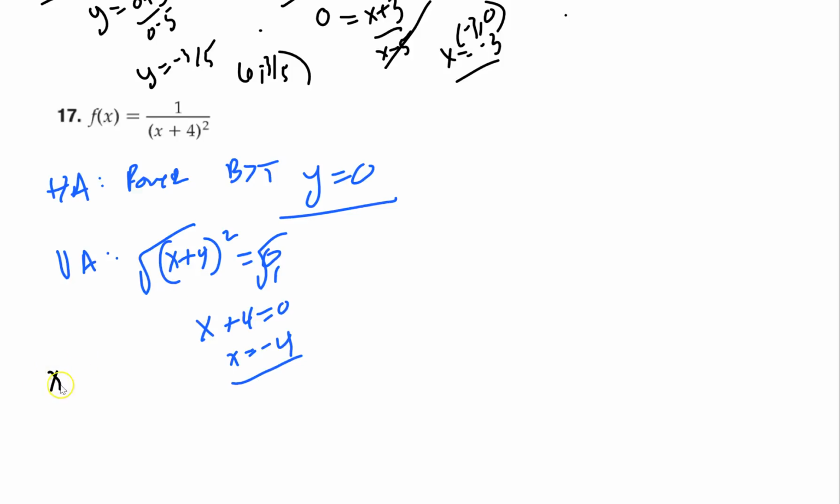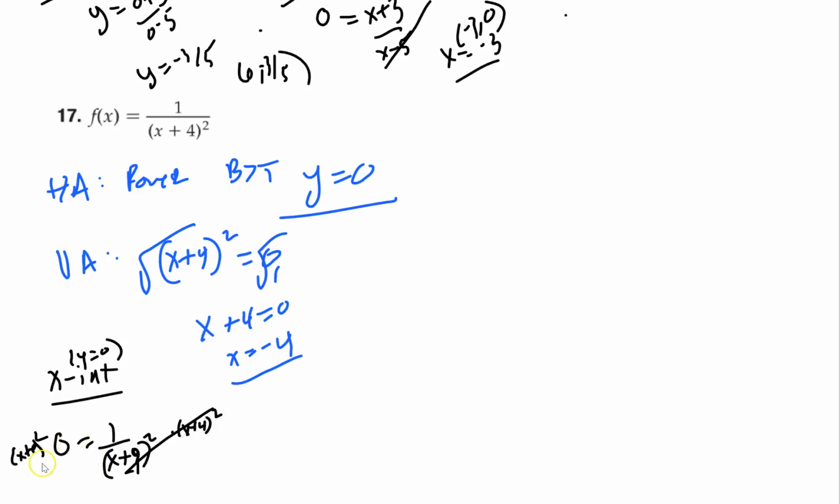So again, x-intercept, right, you set y equal to 0. So I'm going to get 0 equals 1 over (x plus 4) squared. And remember the way we solve this? We multiply both sides by the bottom. Well, what happens here is everything kind of cancels out.